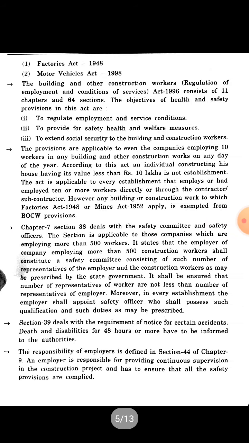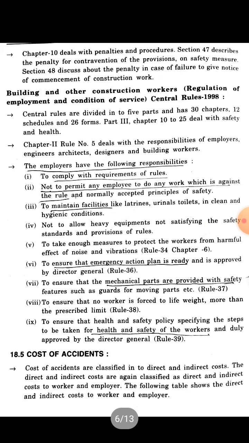The Building and Other Construction Workers (Regulation of Employment and Conditions of Service) Act 1996 consists of 11 chapters and 64 sections. The objectives of the health and safety provisions in this act are, first, to regulate the employment and service conditions; second, to provide safety, health and welfare measures; and third, to extend social security to building and construction workers.